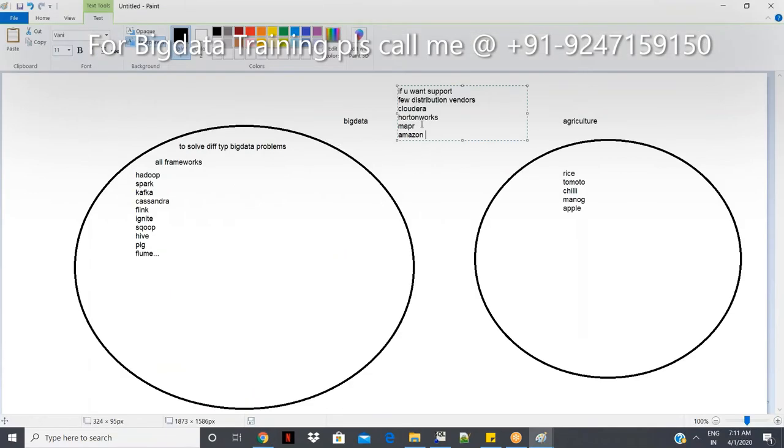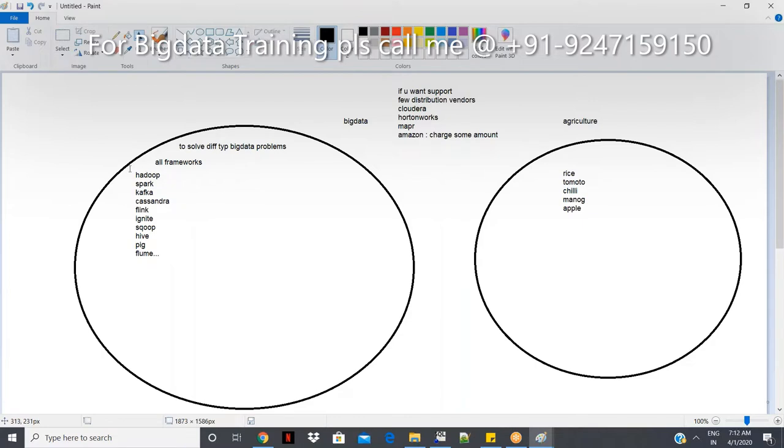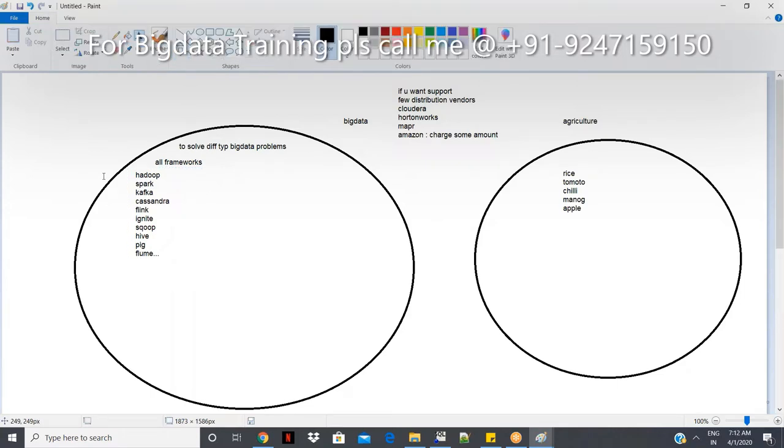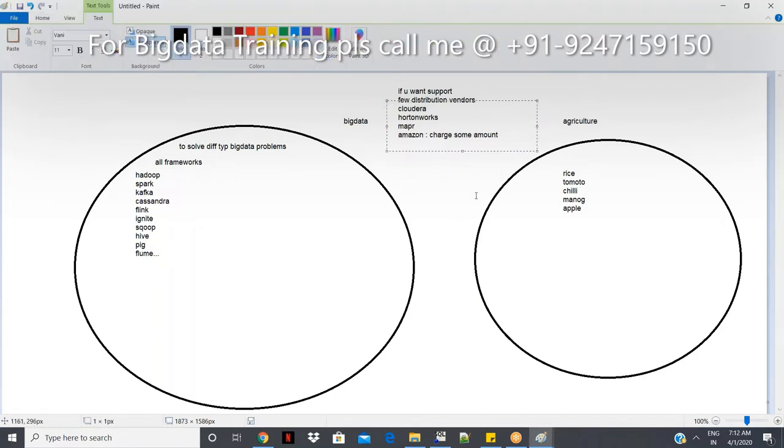If you want any support, you contact these people and they will give support. As a result, they will charge some amount. Please note, by default all these technologies are free. Under Hortonworks, Cloudera, EMR, everything underneath uses Apache software, free open source only. No need to pay one rupee. But if you get stuck anywhere and want support, take their help.